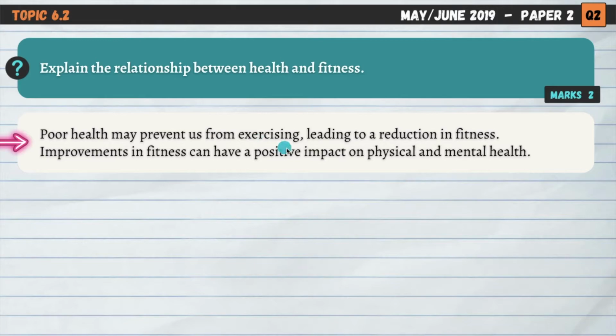Poor health may prevent us from exercising. So if we don't have very good health, maybe we have a broken arm as an example, so poor physical health there, that might prevent us from exercising, and that would of course lead to a reduction in fitness. Okay, so we get less fit because we weren't able to exercise. So that's one relationship between the 2 terms here for 1 mark. And then the second mark is going to come from improvements in fitness. So if we do get fitter, that can have a positive impact on our physical and mental health. So imagine we go to the gym and our fitness improves, our mental health might improve in many different respects, and our physical health quite obviously would improve there as well.